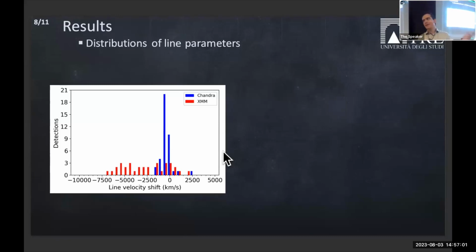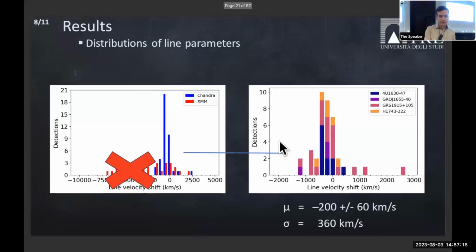As Maria told me a year and a half ago when I started trying to understand the blue shifts of these lines, the Chandra blue shifts are very much centered about zero. The XMM blue shifts are looking very much alike the residuals of the calibration, which is not good for us, of course. So if you take out the XMM blue shifts and just keep the Chandra ones, you have this distribution that you can split between the objects.